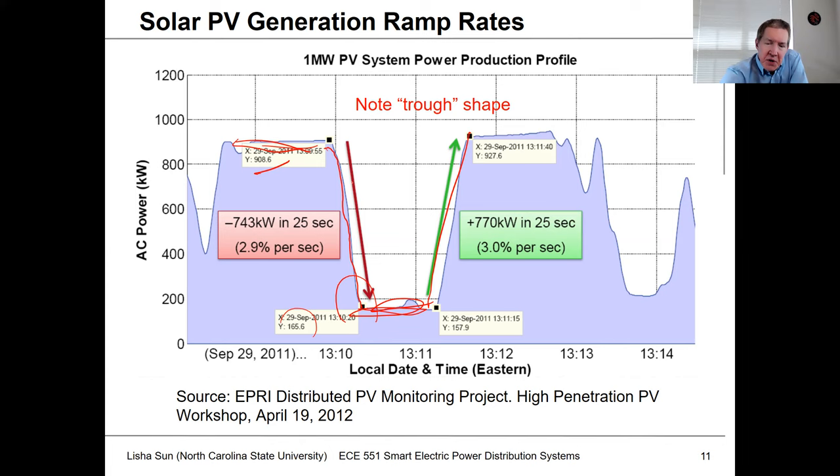What you'll note is it has a trough effect, kind of like an animal feed trough, where it drops down at a slope, bottoms out, and then comes back up at another slope. So if you were going to do a sensitivity analysis and you didn't have any real data, this would probably be a decent model to use. You assume that you have some sort of downward ramp rate and upward ramp rate, and then you can model the response of the system due to something like this.